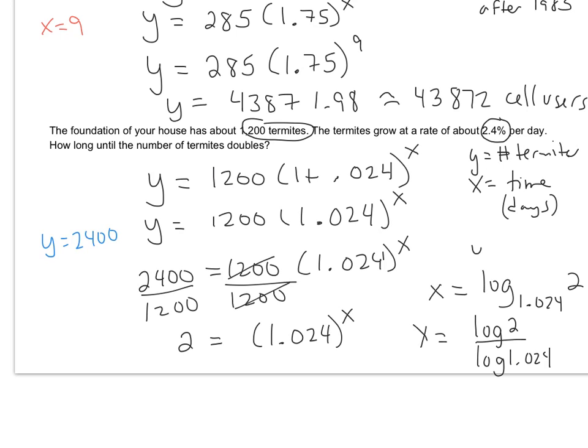And so log 2 divided by log 1.024 is going to be about 29.22 to be exact, days until the termites in this basement, or in the house, double. So, bad news.